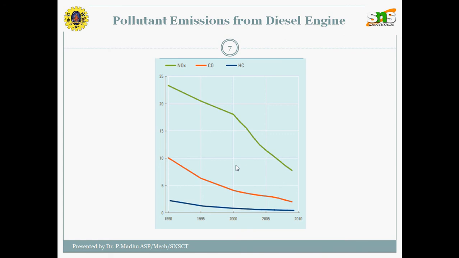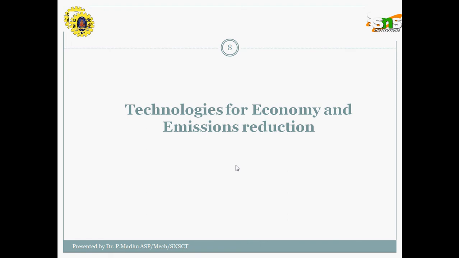So it is due to a lot of researchers and a lot of engine manufacturers who are involved, particularly for diesel engines. They are involved in a lot of research. Then only we got this kind of outcome. And especially in this slide, we are going to see the technologies for economy and emission reductions.